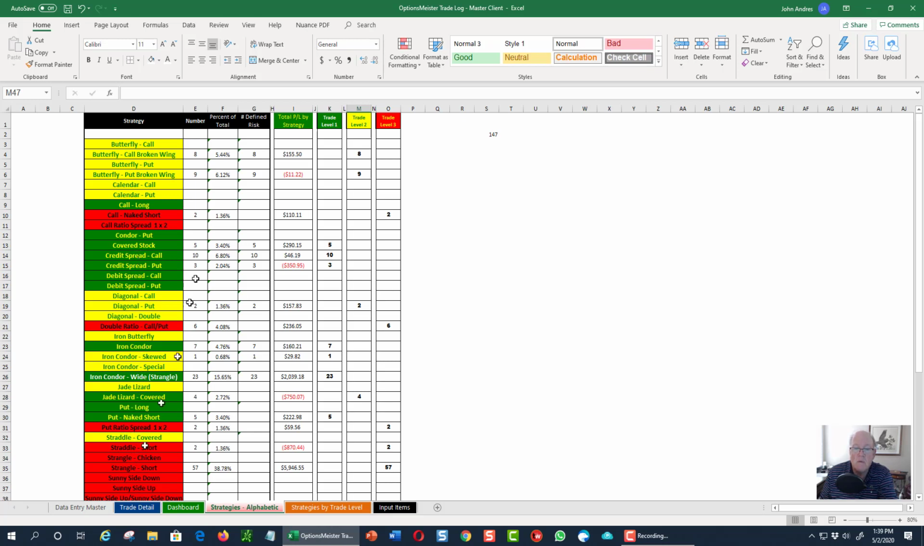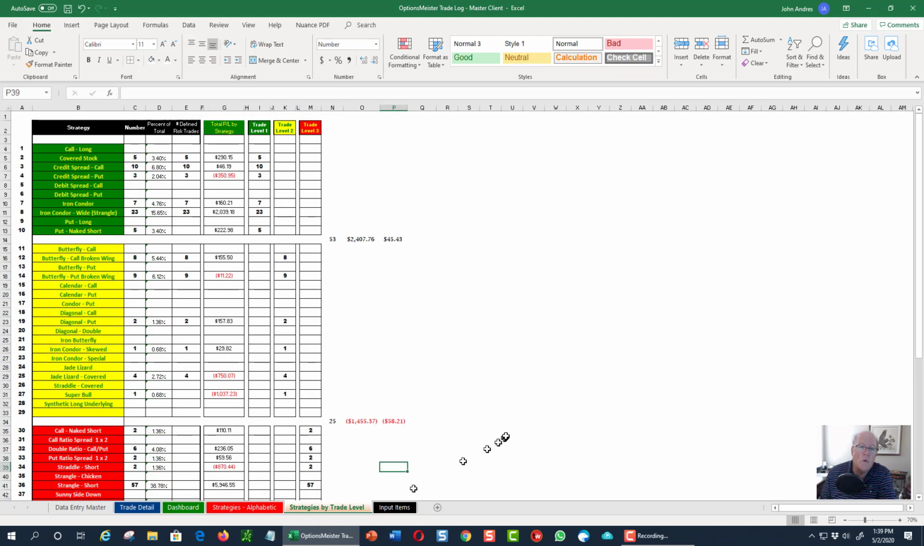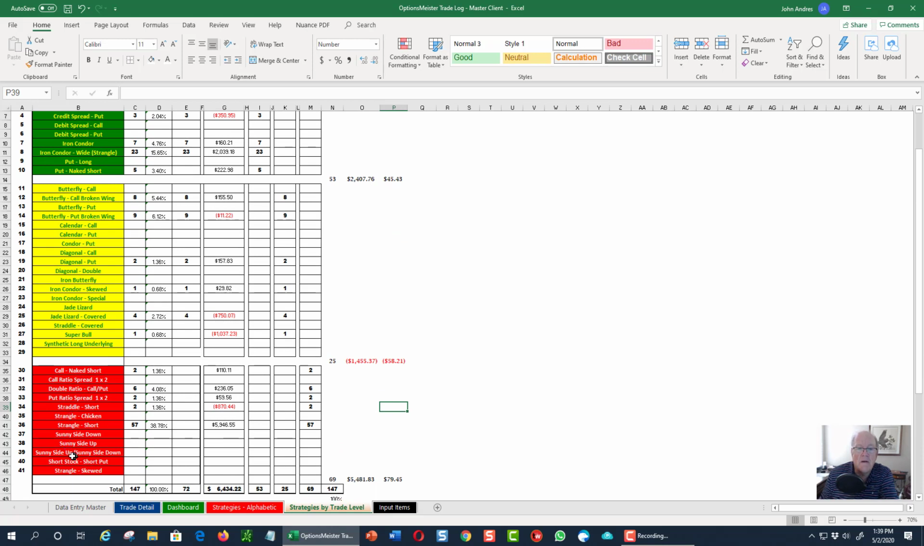The next tab over, in red, is the strategies in alphabetical order, which makes them easier to find. It tells you what the strategy was, how many were done, the percent of the total, and whether it's a defined risk trade or not. The one I refer to more, which you'll see me post on Facebook groups, is strategies by trade level. If you've read my books, the green are the trade level 1 strategies, the yellow are trade level 2, and finally the red ones are trade level 3. Those are all the undefined risk trades.